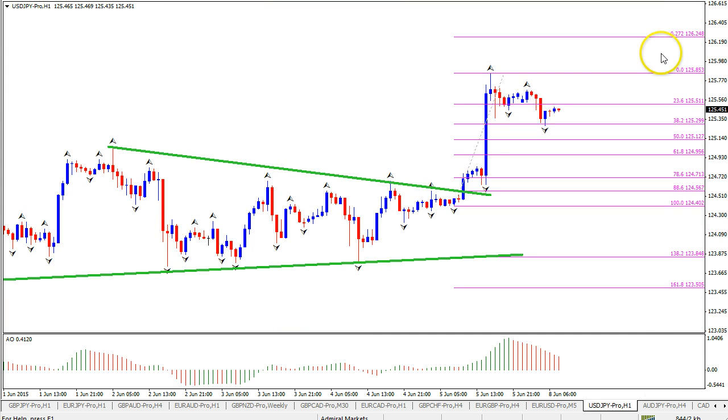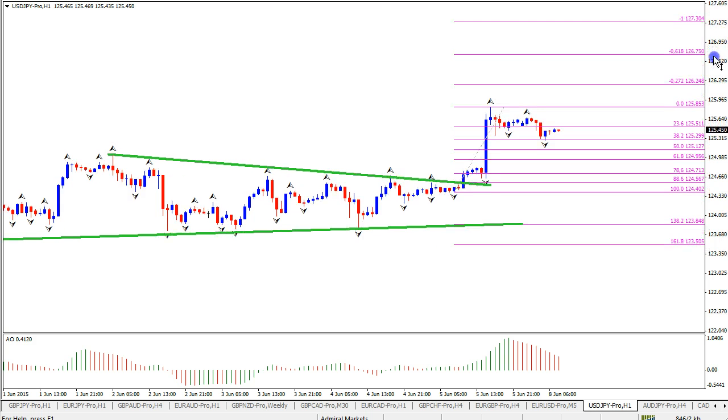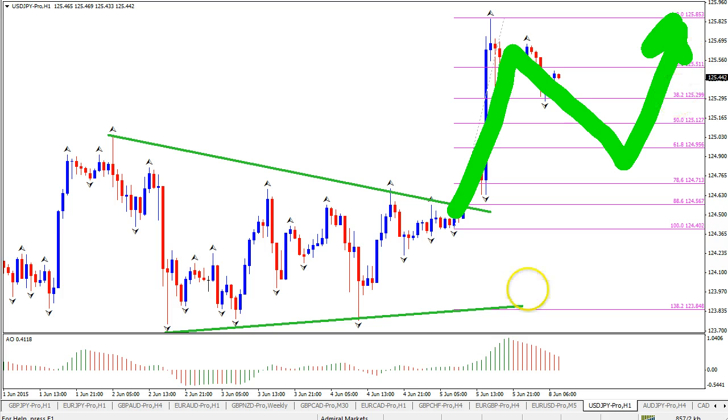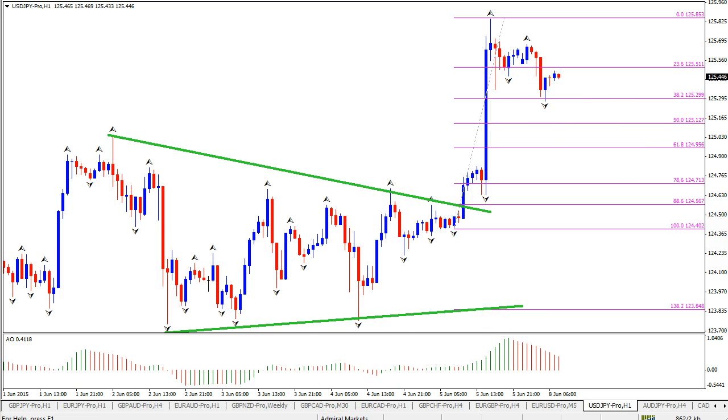For the moment, the minus 272, but it could also go further and accelerate even to higher Fibonacci targets like this minus 1000. So that looks like an interesting, in my opinion, break, pullback, continuation potential on this dollar yen.